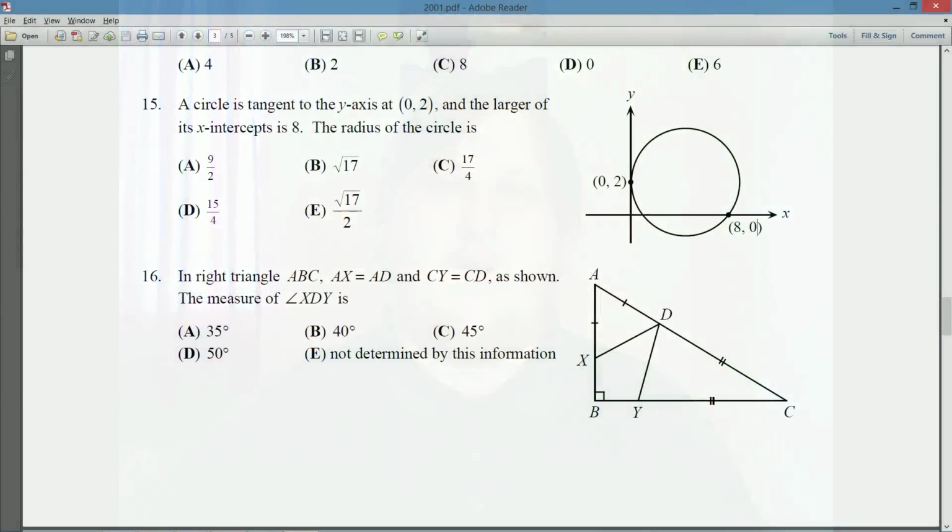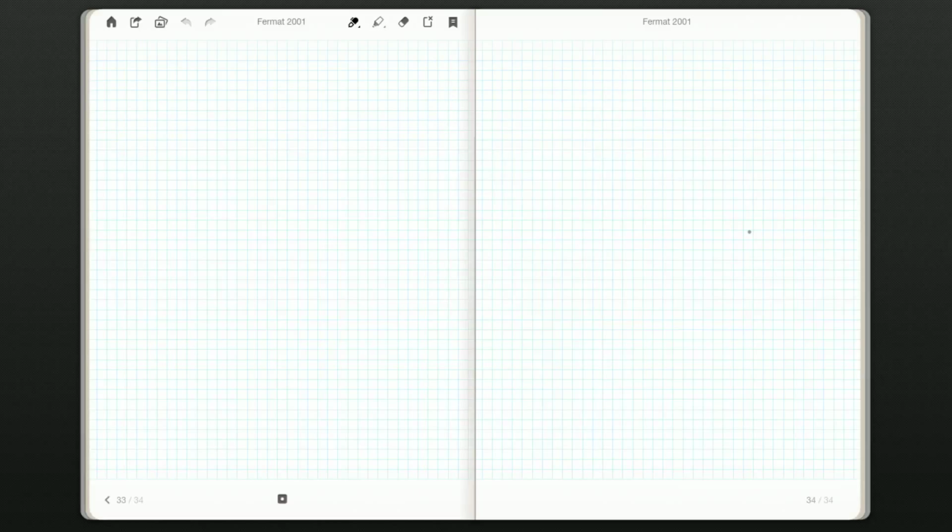Okay, so as always, let's grab a piece of paper and redraw our picture so we can mark it up and then see what we can see. So I'll draw my circle first, and then I'll draw the axes in.